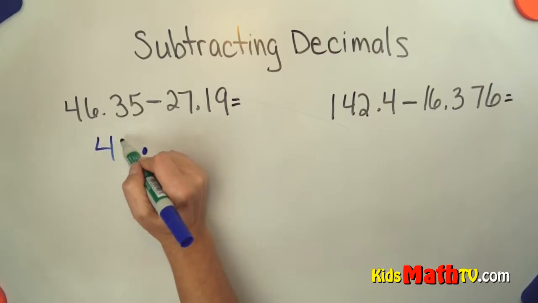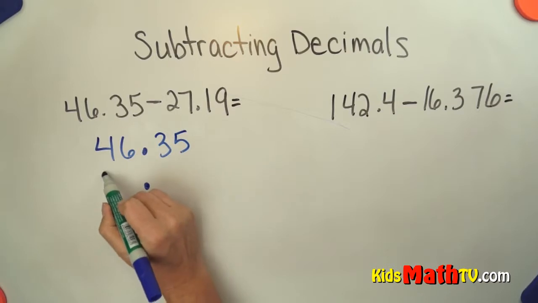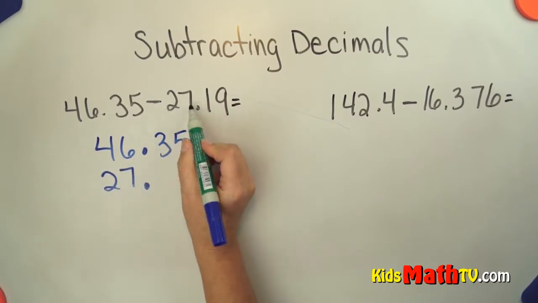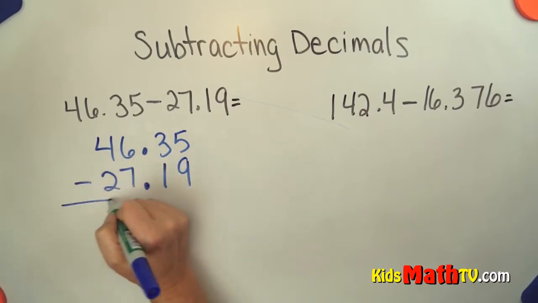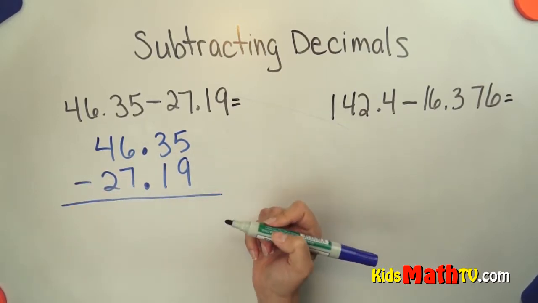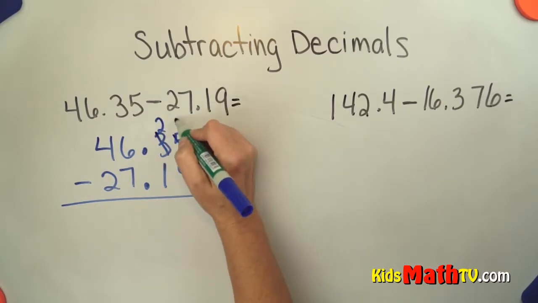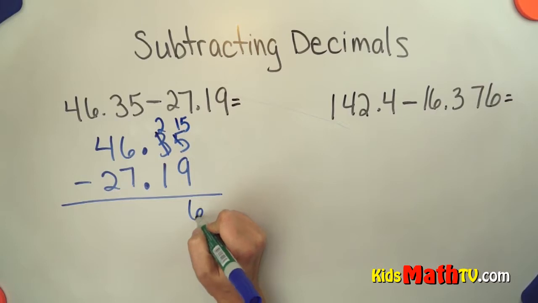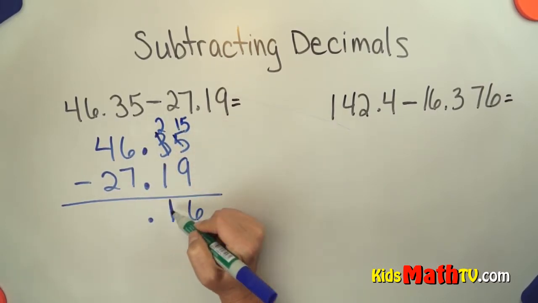So we'll put 46 and 35 hundredths, subtract 27. I'm going to line up my tens and my ones, and my tenths and my hundredths. And I am subtracting. Okay, so now I simply subtract. 5 minus 9, I have to borrow. This becomes 15 minus 9 is 6. 2 minus 1 is 1. My decimal comes straight down.